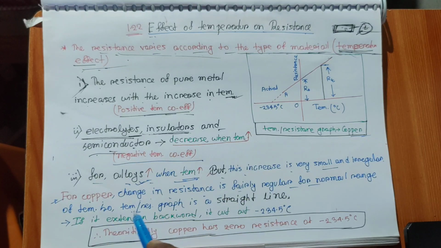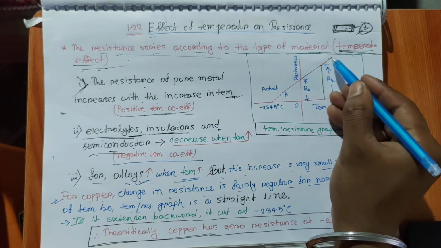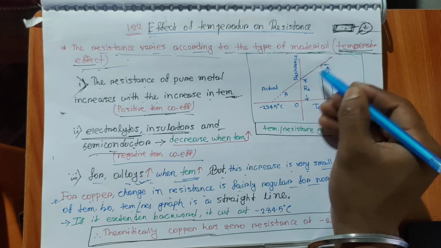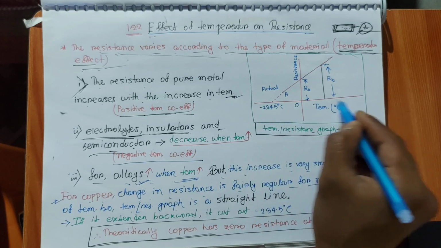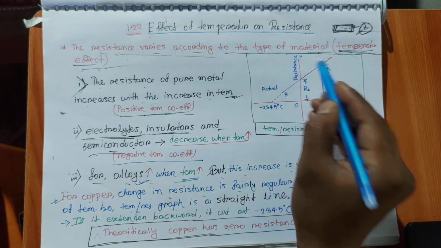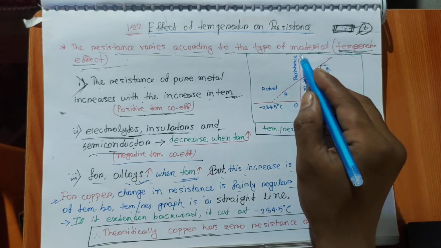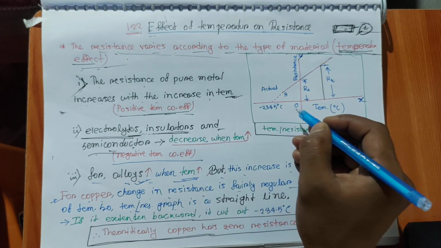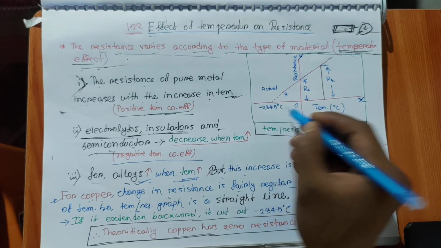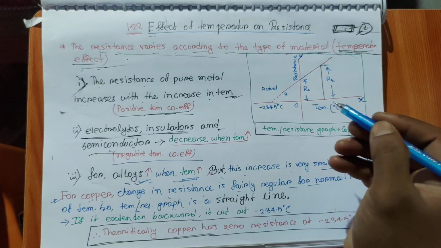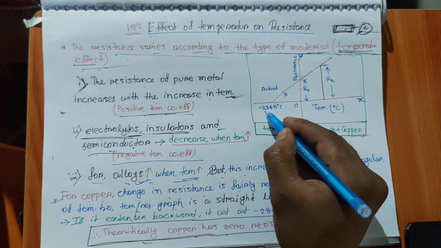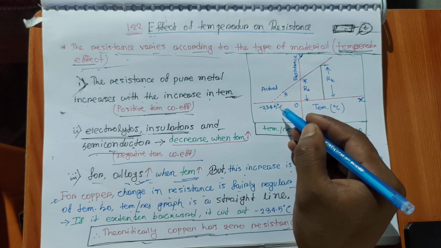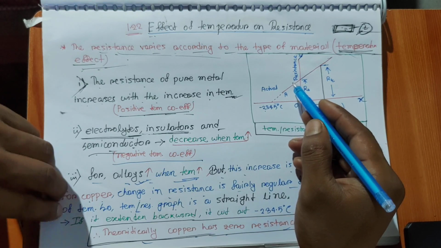So the temperature resistance graph is a straight line. If we extend this graph backwards, it cuts the x axis, this one is the x axis, this one is the y axis, at minus 234.5 degree Celsius. That means theoretically copper has zero resistance at minus 234.5 degree Celsius. I think it's clear. Easy topics.